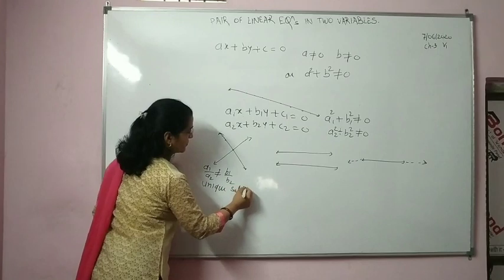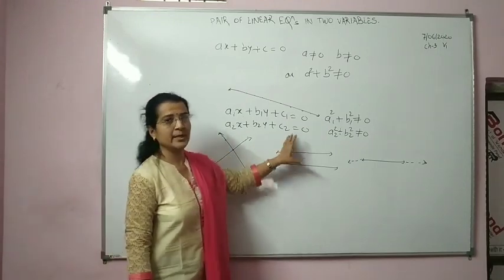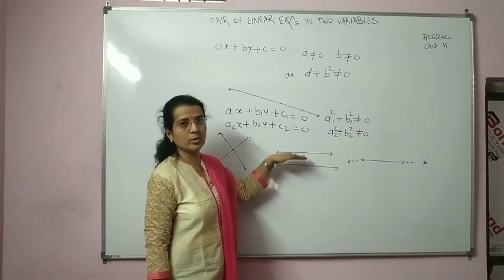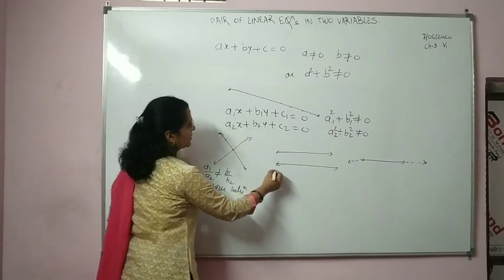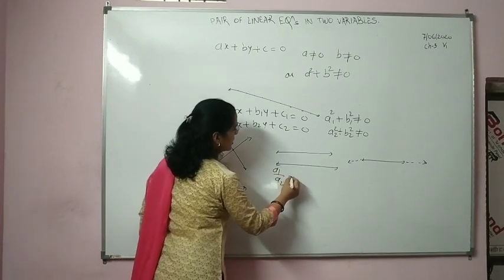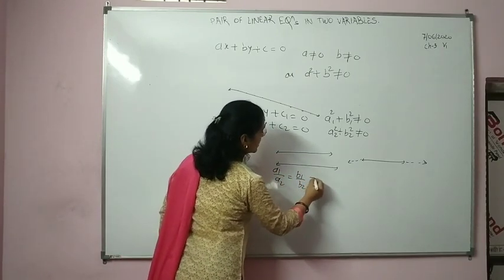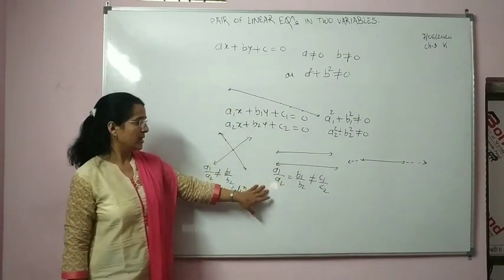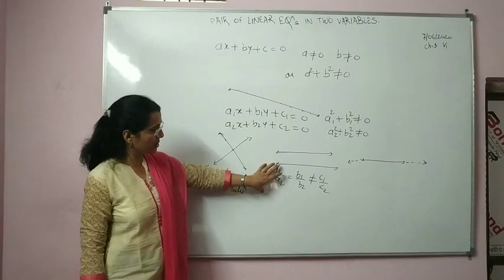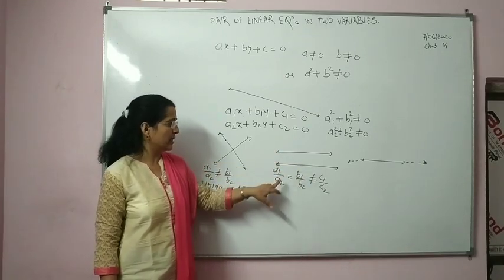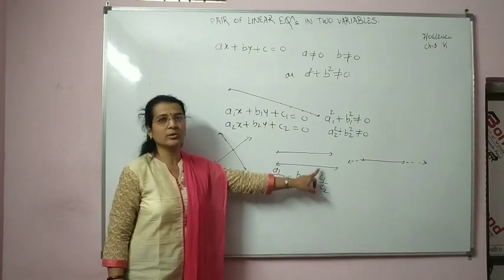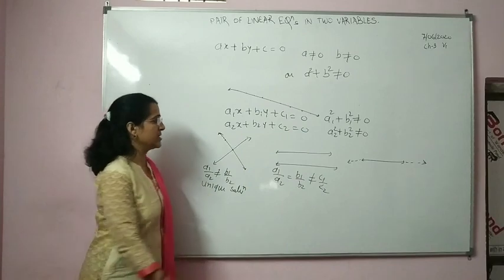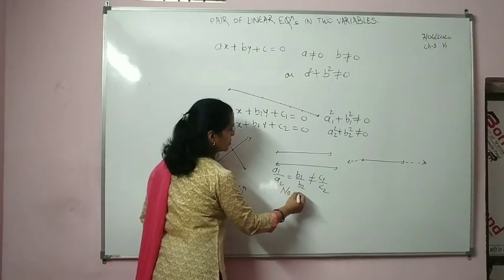Then the second pair of lines is a pair of parallel lines. Parallel lines mean there is no common point. No common point means no solution. So for that, what is the condition? a1 upon a2 equals b1 upon b2, but it is not equal to c1 upon c2. It means the ratio of the coefficients of x and the ratio of the coefficients of y are equal, but not equal to the ratio of the constant terms. In this case, the two lines are parallel, and then there is no solution.